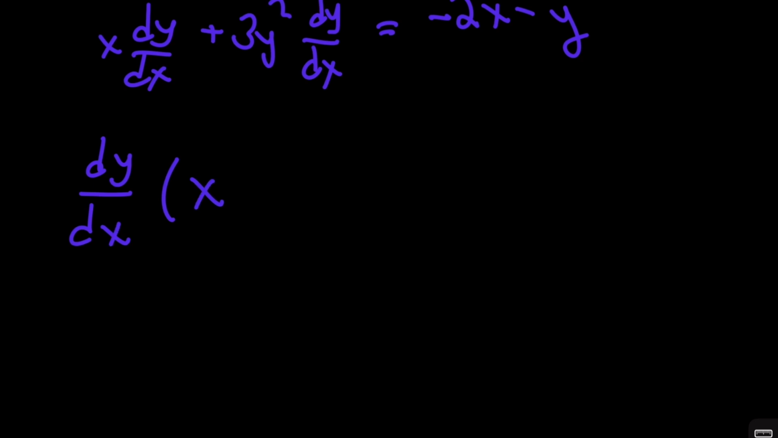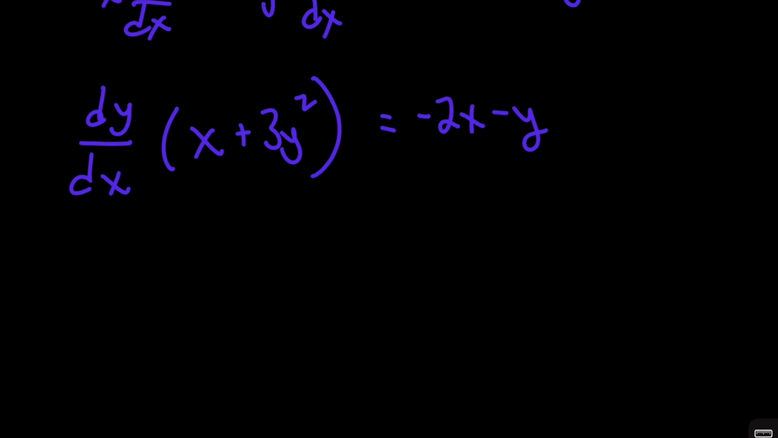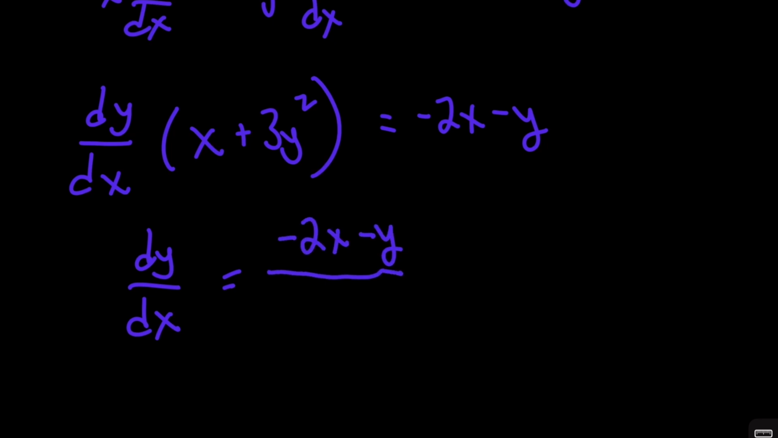x plus 3y squared. And it still equals our negative 2x minus y. And now all you do is divide by this x plus 3y squared, and you get dy/dx equals negative 2x minus y over x plus 3y squared. And that is our derivative. That's your final answer. If you got that, great job.